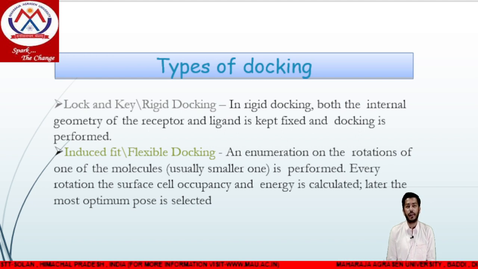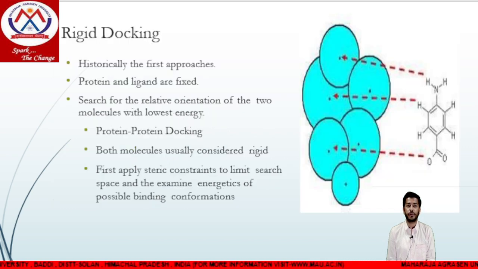The second one is induced fit, also known as flexible docking. As the name suggests, an enormous number of rotations of one molecule, usually the smaller one, is performed. For every rotation, the surface cell occupancy and energy is calculated, and later the most optimal pose is selected. In this, both the receptor as well as the ligand are flexible in nature.